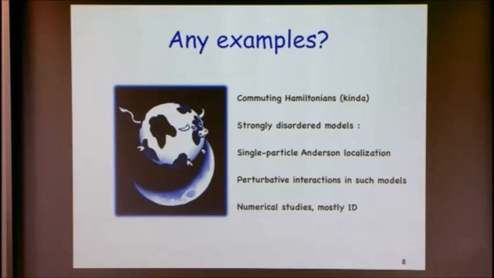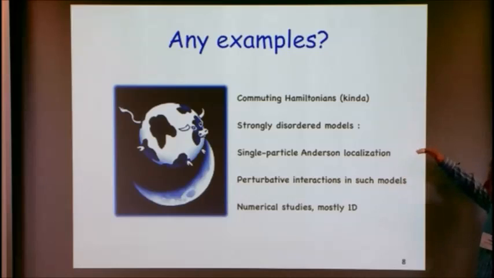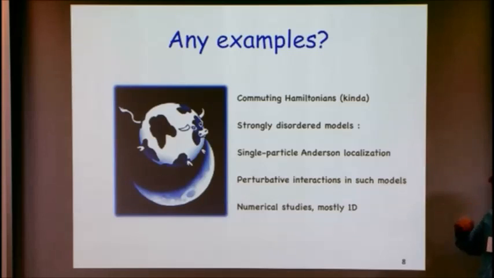So the examples for many-body localization are strongly disordered models. So we have single particle Anderson localization, I'll tell you about in a second. Then adding perturbative interactions to single particle Anderson localized starting points, which is what reinvigorated a lot of the study of interacting localization, some arguments there a few years ago. And then a bunch of numerical studies of strongly disordered models, mostly in 1D. So let me give you some flavor of that.